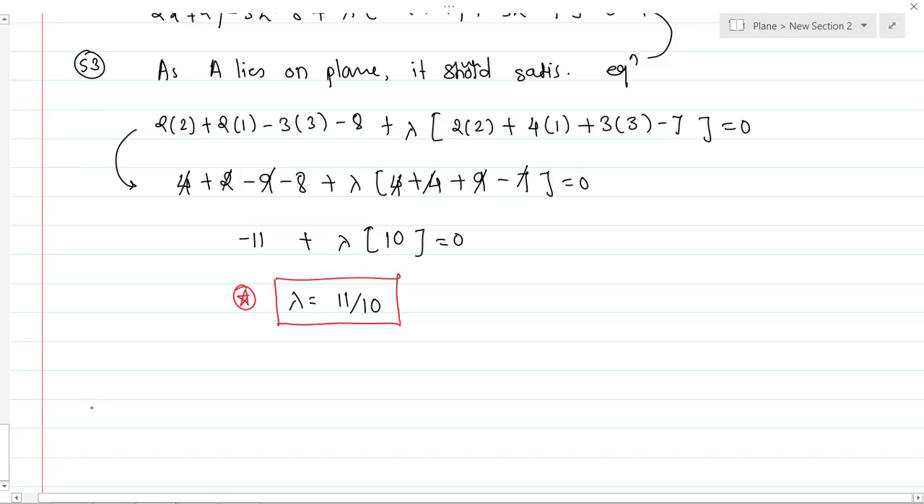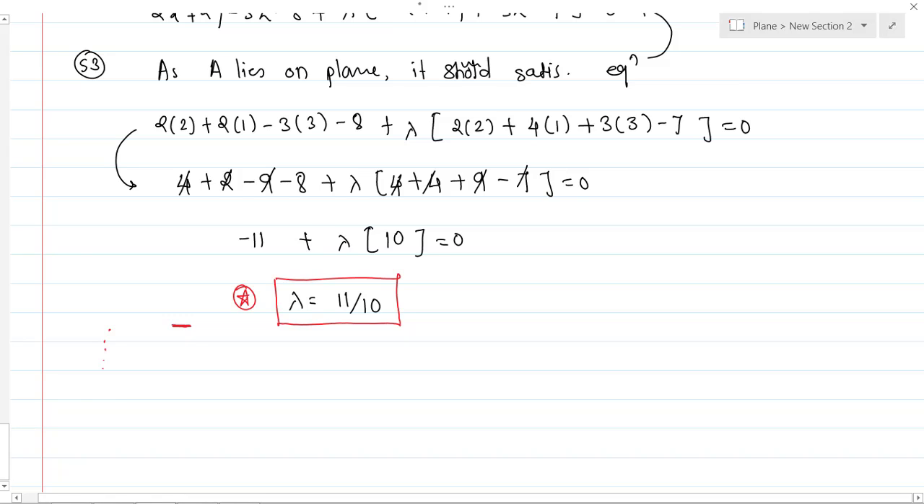In an examination you may get up to this point only. Find for what value of lambda the plane is passing through the intersection of two planes. You may get this type of question. In that case your answer should stop here. You should stop here. There is no need to go further. But here in this question we have to find the equation of a plane.